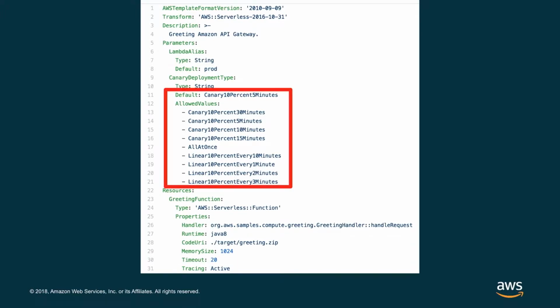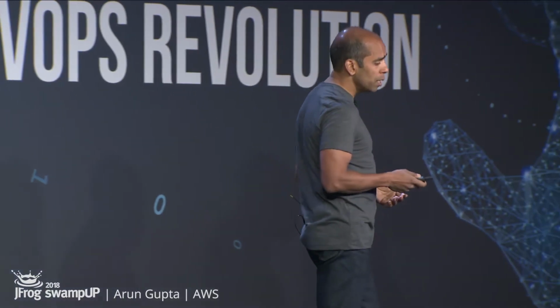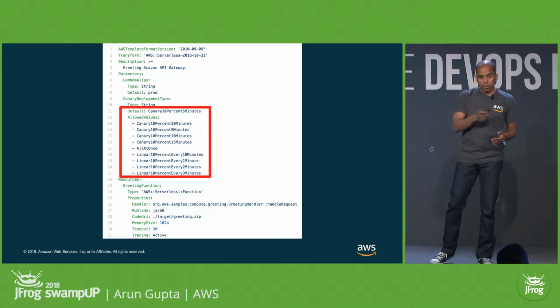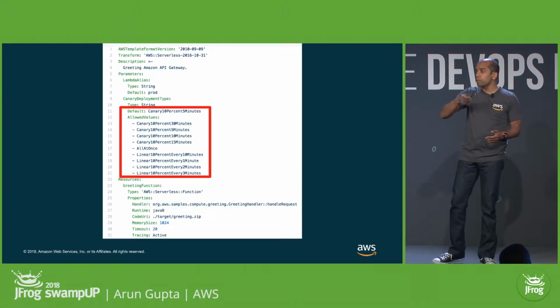And last but not the least, how are we doing canary deployments? Now, I want to introduce a new capability, or new business logic, to my Lambda function. We have certain pre-built values over here, and the one that I'm choosing is the default, which is, say, Canary 10 percent, 5 minutes.